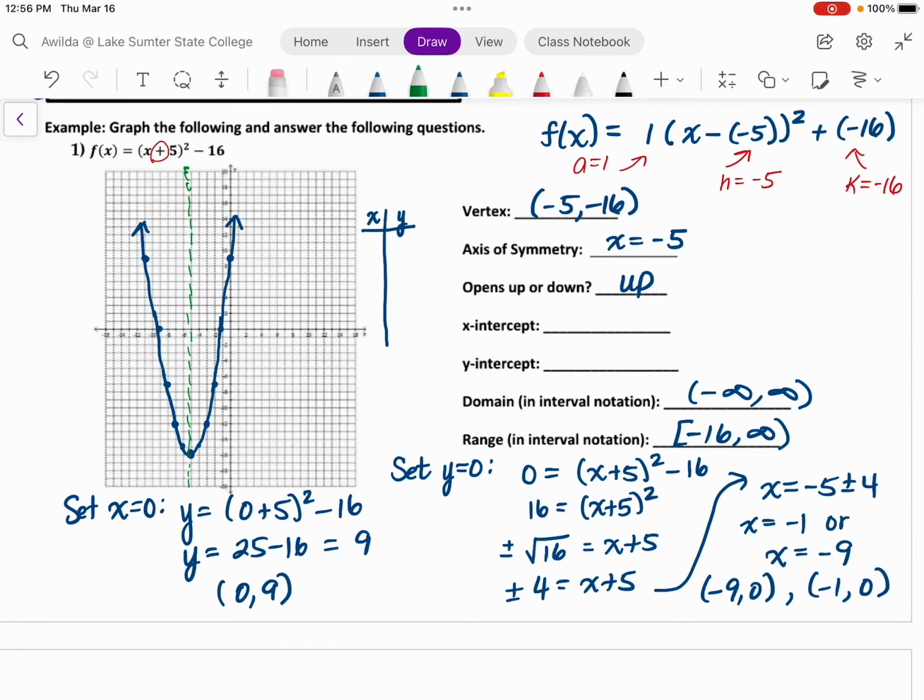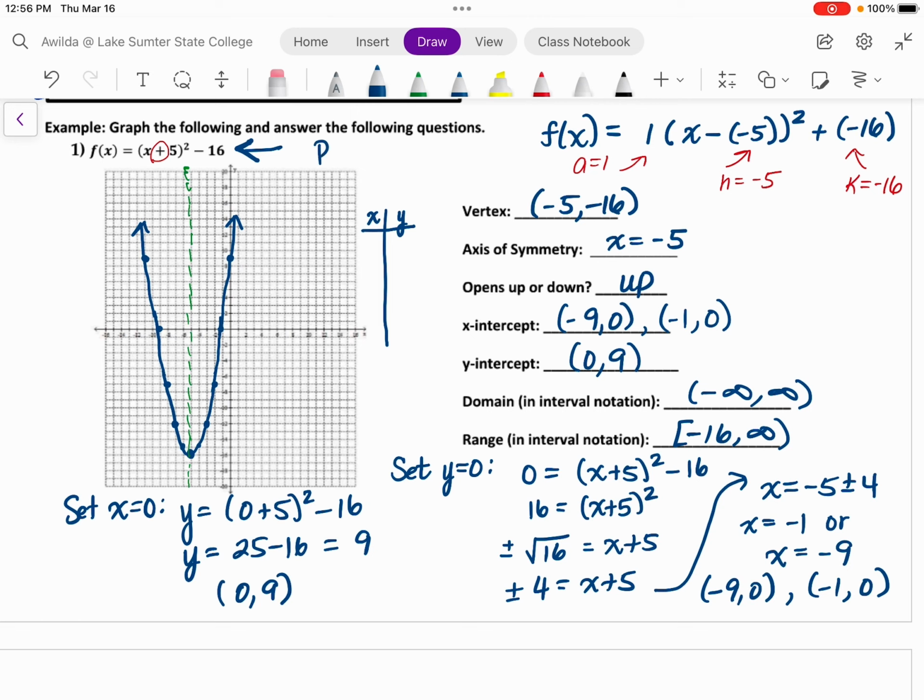Continuing with this example, I want to add one note here. Let's go ahead and fill in the x-intercepts and the y-intercepts in the blanks. So we have here that the y-intercept is (0, 9), and we have two x-intercepts at (-9, 0) and at (-1, 0). If we look back at the original function, it's interesting that we could have obtained the very same graph by thinking about transformations.